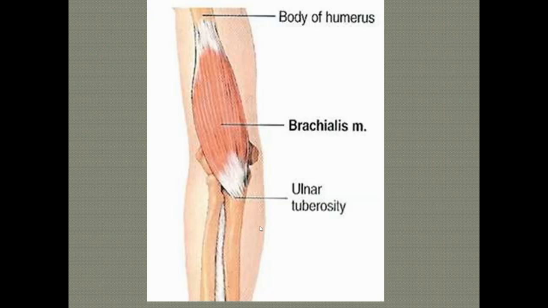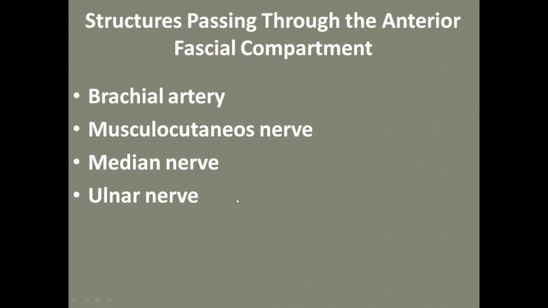the brachialis muscle. So this is the brachialis muscle. This is the fleshy area, the belly area of the brachialis muscle, and it is a very short muscle. It takes origin from the very lower part of the humerus and inserts into the ulnar tuberosity.